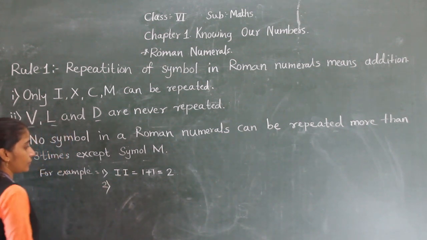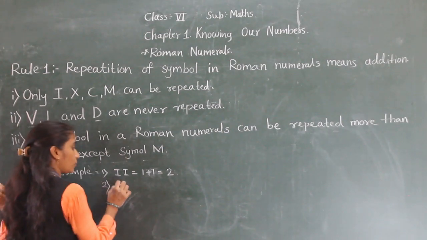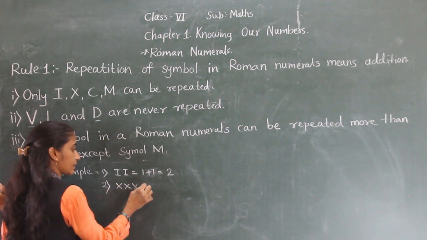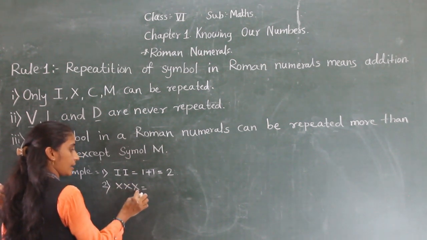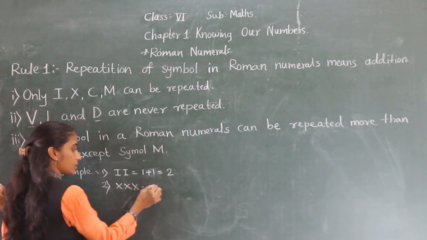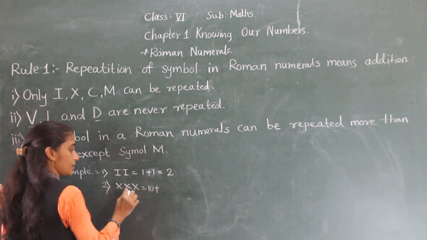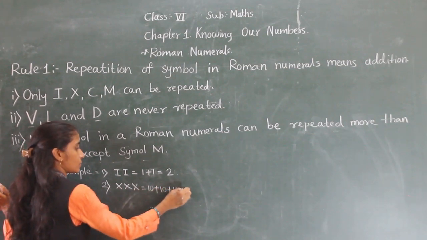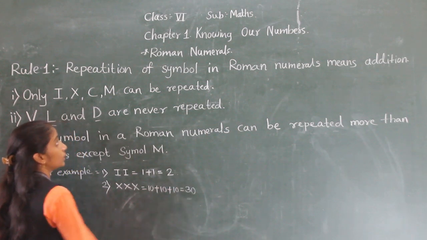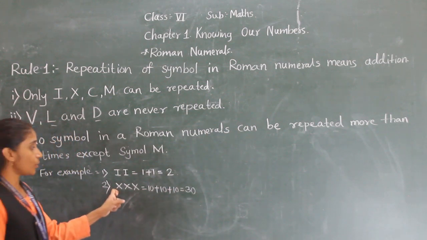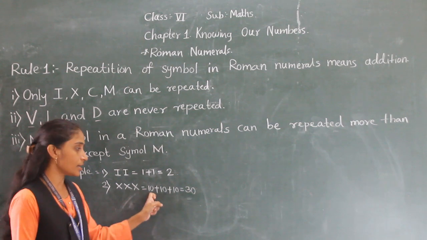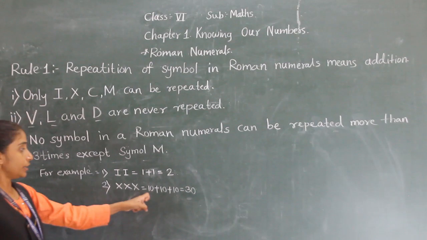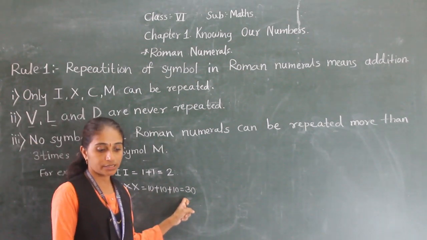And one more example I will show you. Suppose I want to show XXX. So X means 10 plus 10 plus 10. So what is it? 30. So repetition of a symbol in Roman numerals means addition.